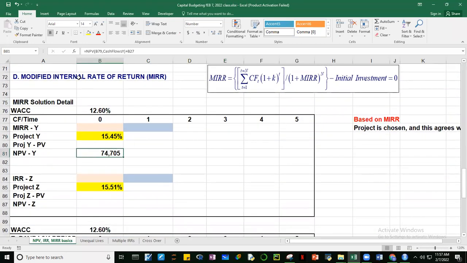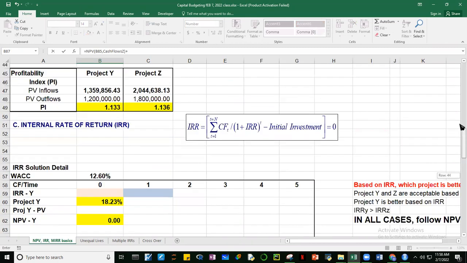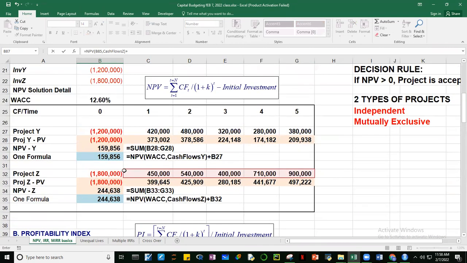Okay, so ang NPV ni Y at the MIRR is 74,705. Cash flows ni Y. Okay. On the other hand, ito si Project Z, ang NPV niya, ang rate natin is this one, yung MIRR natin, comma, values yung cash flows ni Z. Okay. Plus natin yung initial investment, no? Yung 1.8.